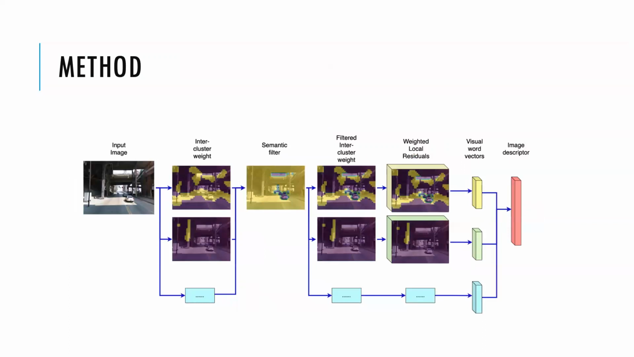Fourth, apply the binary filter to the weighted feature map from the last step, as shown in this picture. Fifth, and the last step, aggregate the features and obtain the final image descriptor as VLAD.